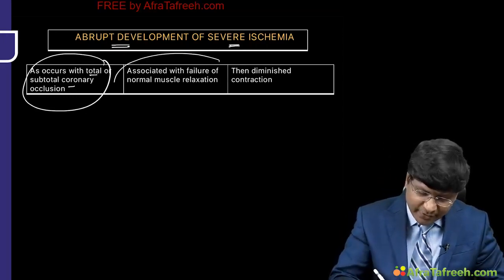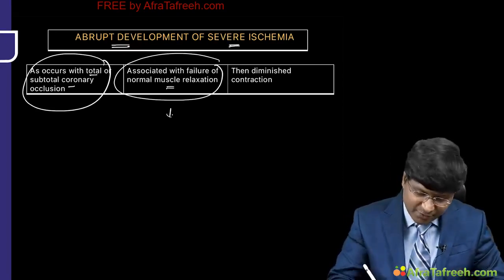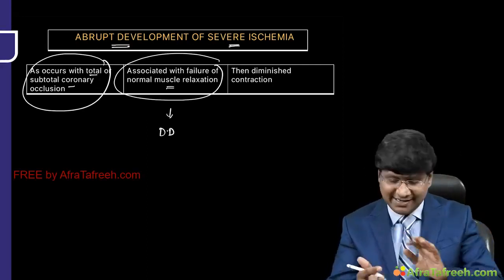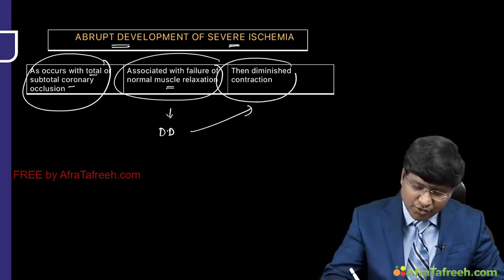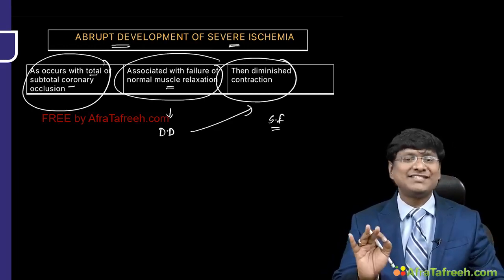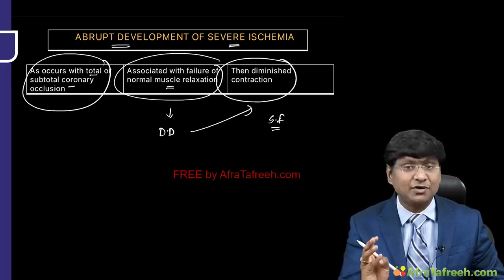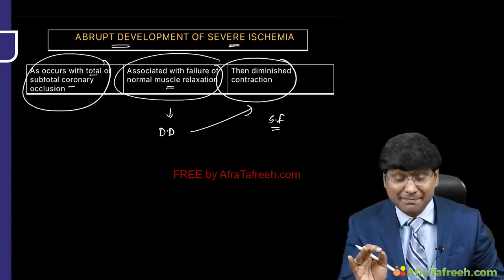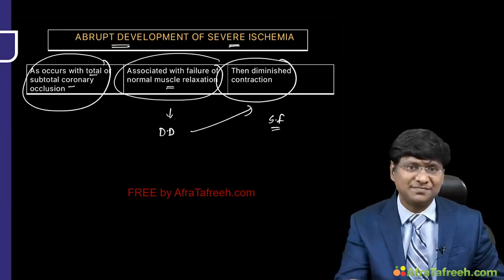And that is associated with failure of the normal muscle relaxation. So at this point, there is development of the diastolic dysfunction, right? And then subsequently, what will happen? There will also be diminished contraction. So that will lead to the systolic failure or the systolic dysfunction. So the abrupt development of severe ischemia can occur as a part of total or subtotal coronary occlusion, and that is associated with impairment of normal muscle relaxation, and subsequently there will be diminished contraction, right?